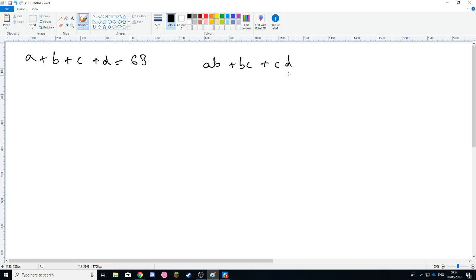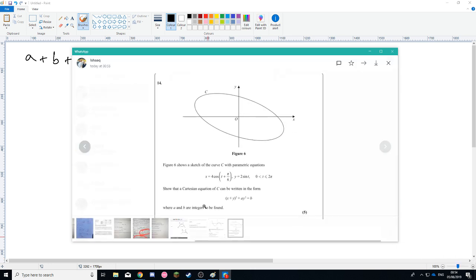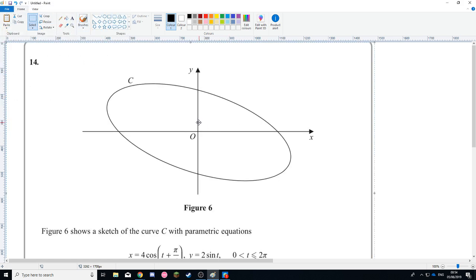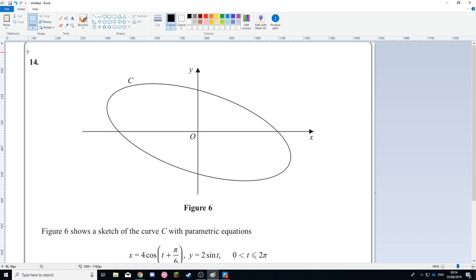Okay, so first thing I see is that D only comes once. A comes once, B comes twice, and C comes twice, so they should be the biggest. Should they be the biggest? Yeah, sure. I remember doing this question, at least I think I do. Thank you for the question. That's a problem, isn't it?